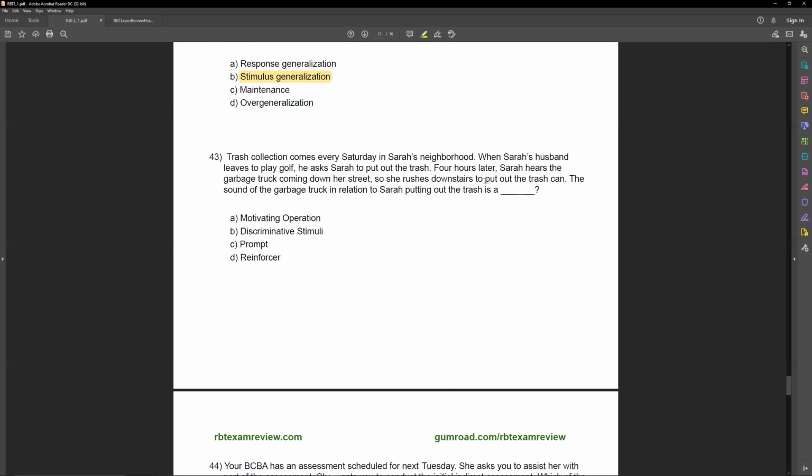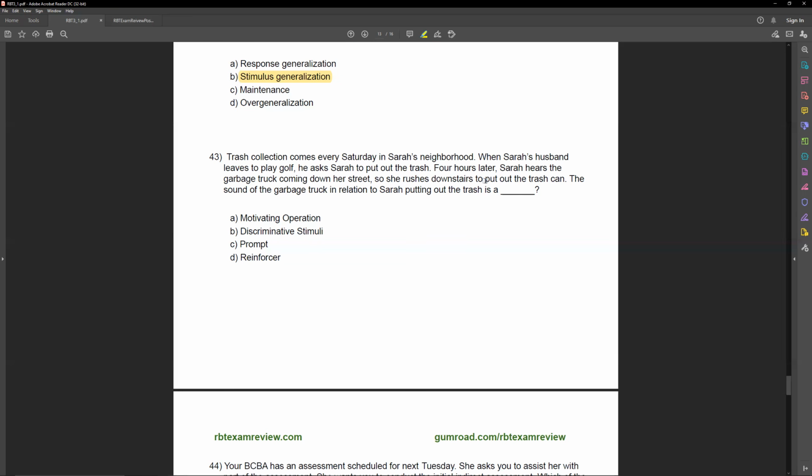But this is a simple ABC scenario. Sarah hears garbage truck, Sarah rushes downstairs, trash gets picked up, okay? Very simple. Or if you want to look at it, Sarah hears garbage truck, Sarah rushes downstairs, Sarah pushes out the trash can, right? Either way, it's a simple ABC, okay? The prompt comes after the SD, but there is no prompt in this situation.